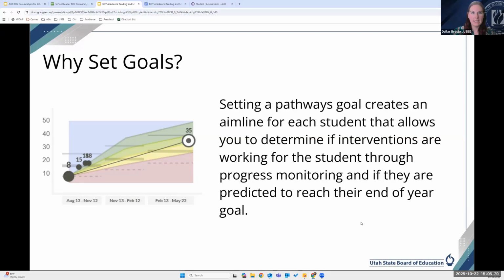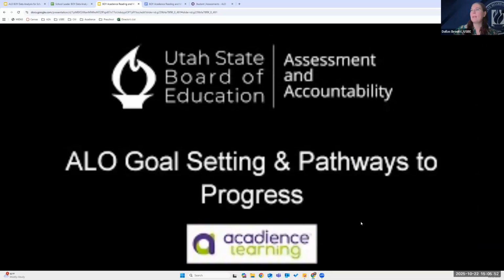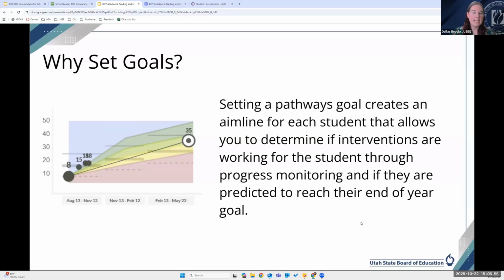So the goal setting utility within ALO really is a tool for the teachers. We want teachers to be able to have an idea of what students need to do to reach those growth levels. We don't want teachers to be shooting in the dark. Using the goal setting tool is a way for teachers to go in and see, if a student has a goal set for above typical growth, the things that they have to do in order to reach above typical growth.